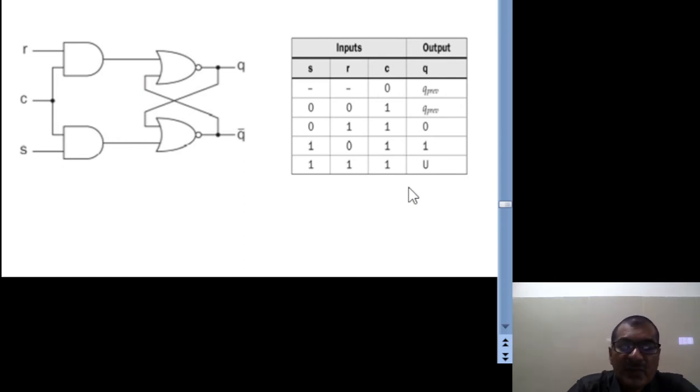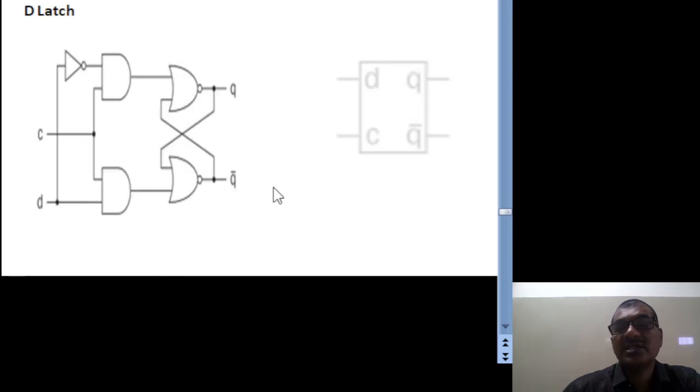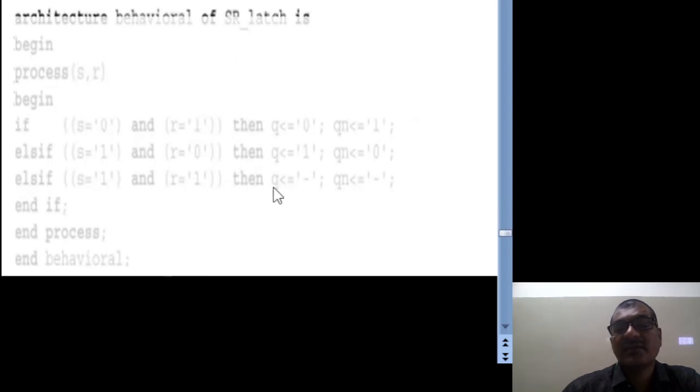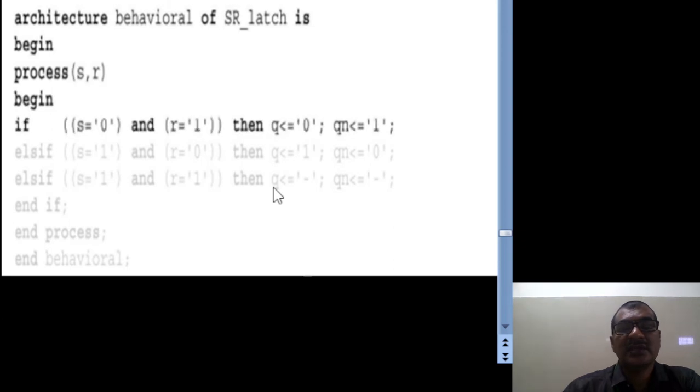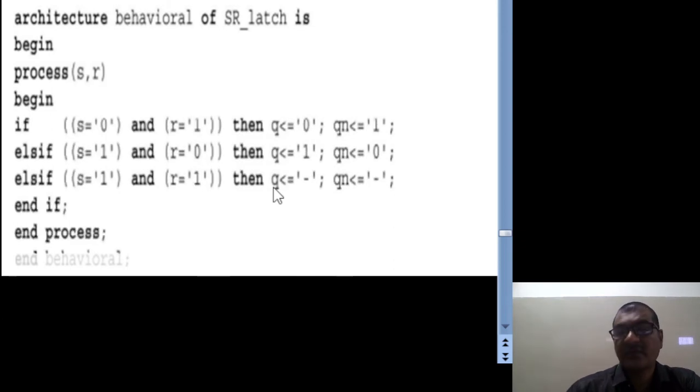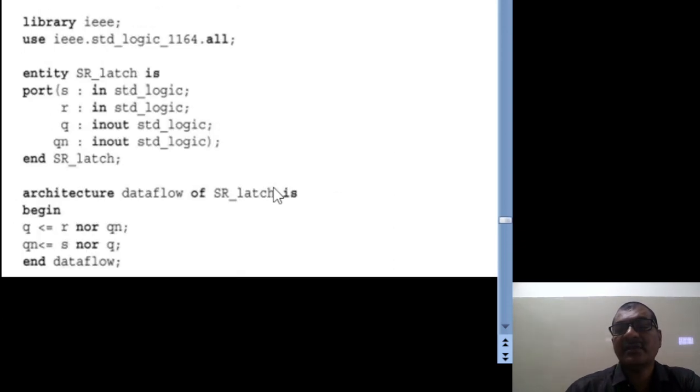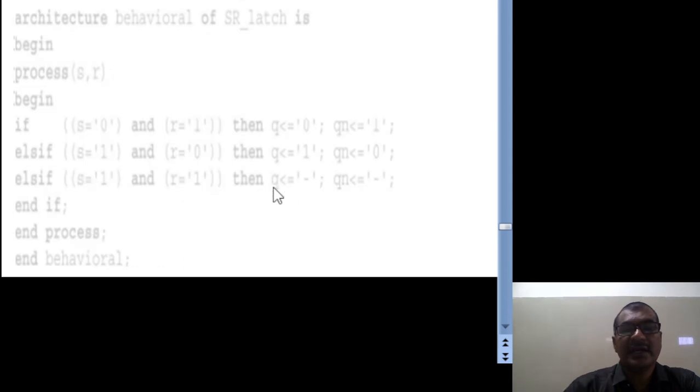Okay, so this is the controlled latch using the clock signal. For this one, how to write the VHDL program? Here also it is the same thing. First of all, you have to write the entity declaration.